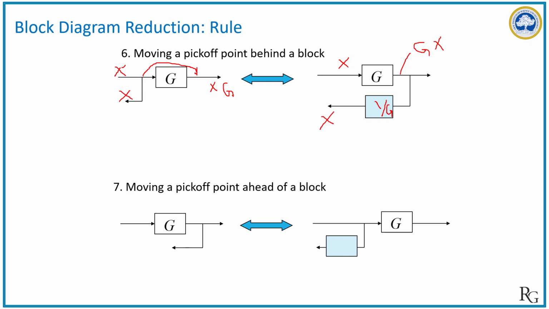Now, in this particular case, we can simply check the final output here. Let's say this is X, so here we are getting X into G. To get the same output here, we have to multiply by G here. That's it.